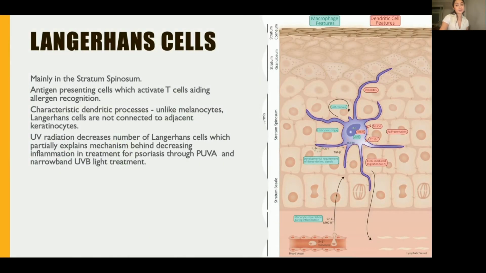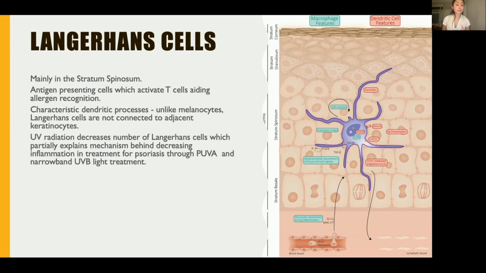So the next cell we're going to talk about are Langerhans cells. These are mainly found in the stratum spinosum, and I'll get to the layers of the epidermis later in case anyone's forgotten. They're antigen-presenting cells, which activate T cells and help allergen recognition. Essentially, they play into the immunosurveillance role that the skin has.